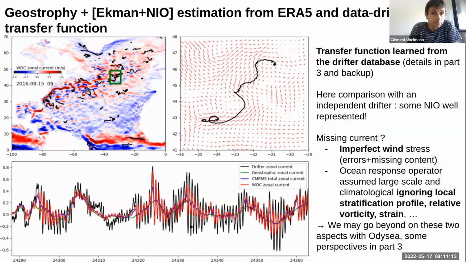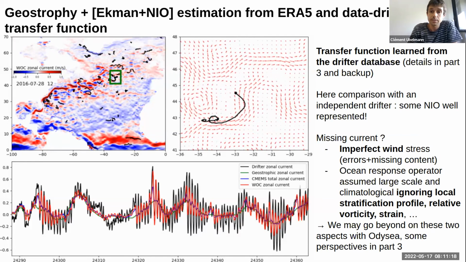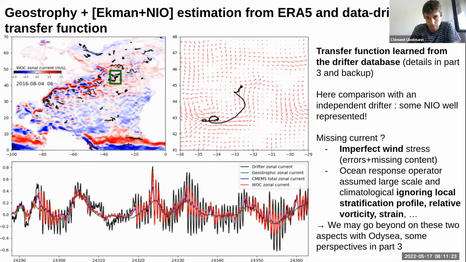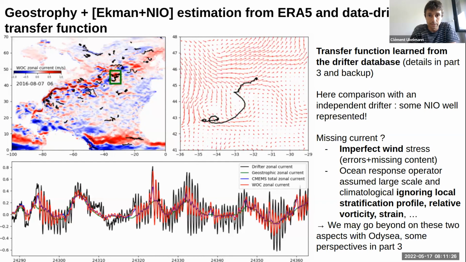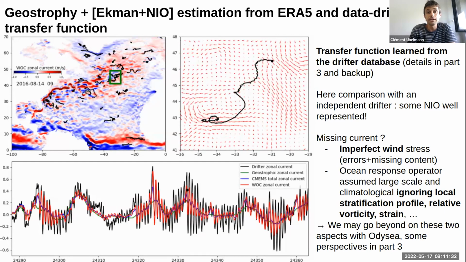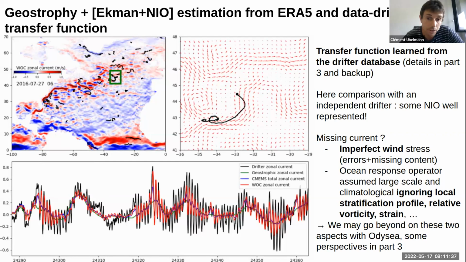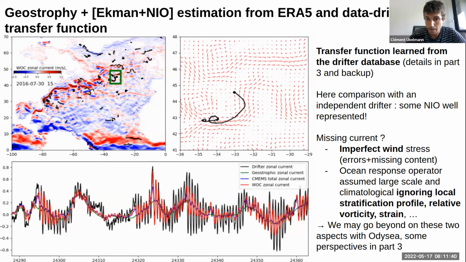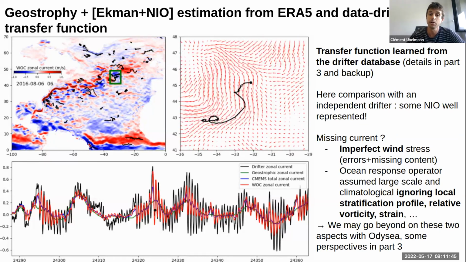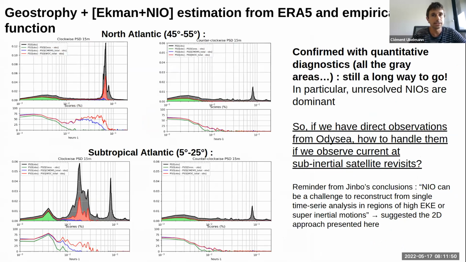But clearly there is missing current, for two reasons. First, winds are imperfect. The wind stress has errors and also has missing content, in particular it does not contain all the short scales. And also the ocean response operator is assumed large scale and climatological here, ignoring local stratification profile, relative vorticity, terrain advection, and so on, because we don't know the interior of the ocean. But what's interesting is that with Odysseus, we may go beyond on these two aspects. So this is the end of the conclusion.